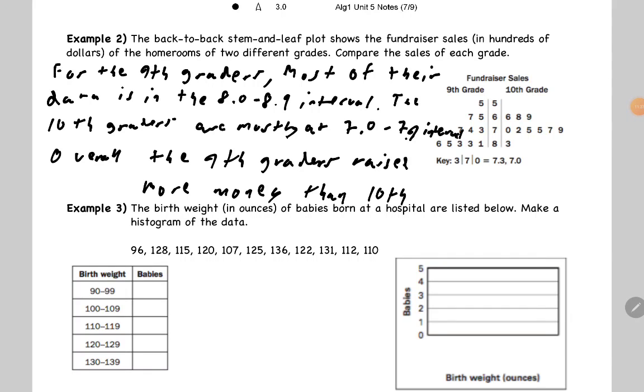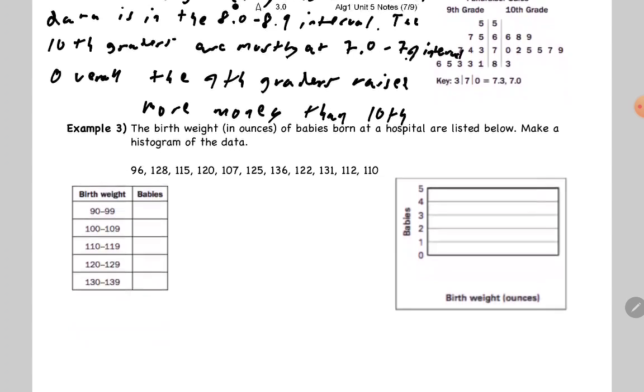The birth weight in ounces of babies born in a hospital are listed below. Make a histogram of the data. So histogram is just a fancy word for bar graph. Just a bar graph. And what we do is we have intervals. So we have 90 to 99. We have 100 to 109. And you want to make this about the same size for each interval. Well, they should be the same size.